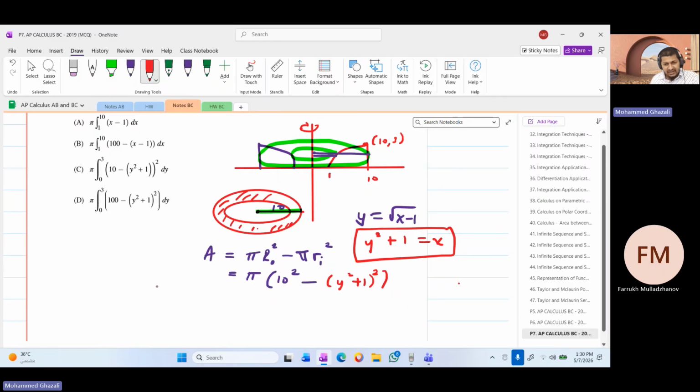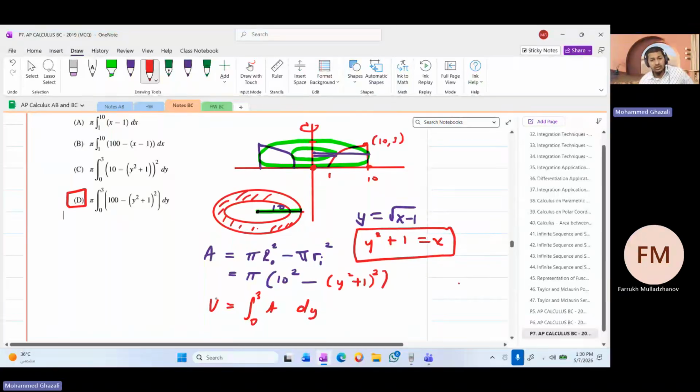And your area is a function in y. So your volume will be the integral of the cross-sectional area, integral of area dy. And between what boundaries are you integrating? You're integrating over y boundaries, so from 0 to 3. So it's option D. Make sense? Are you good? 10 squared is 100, and it's y squared plus 1, all squared.